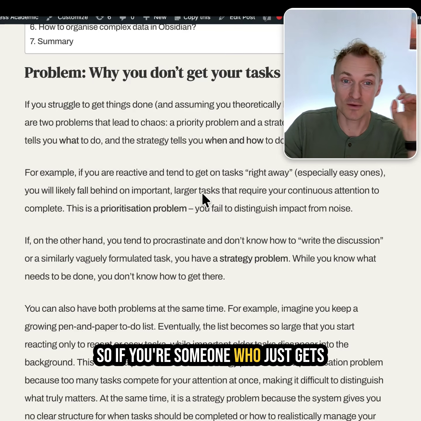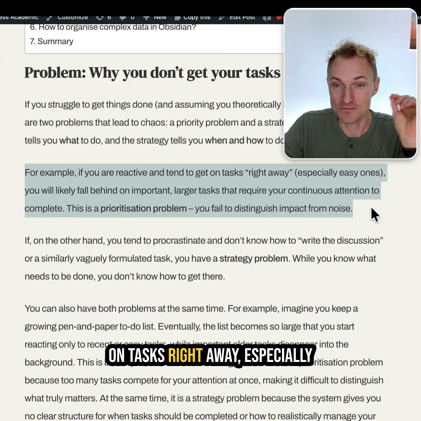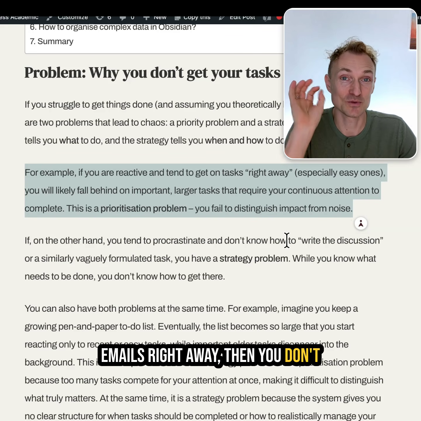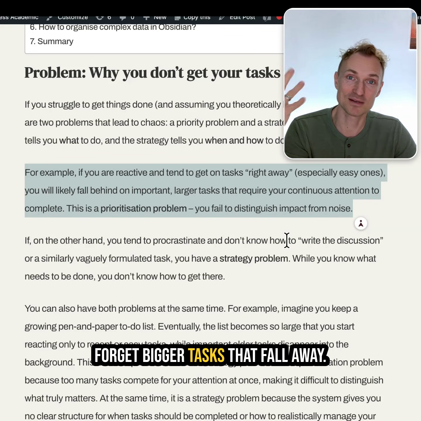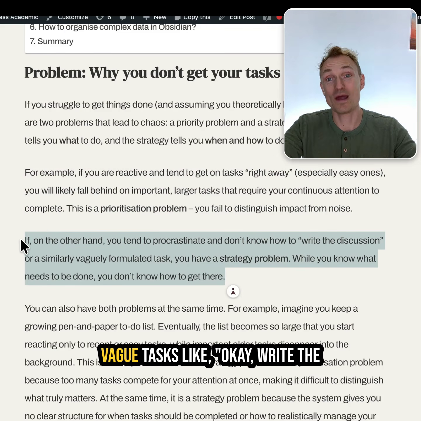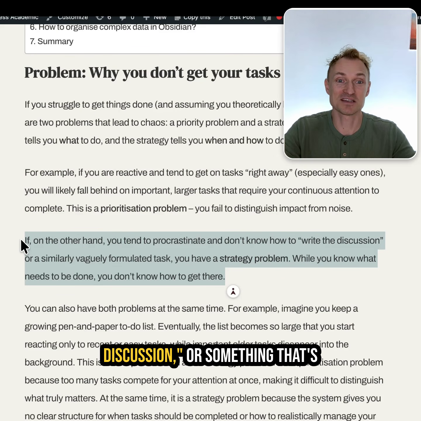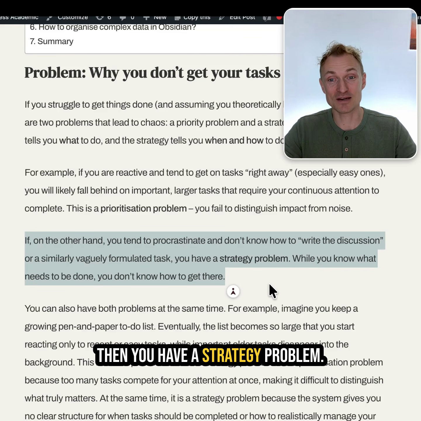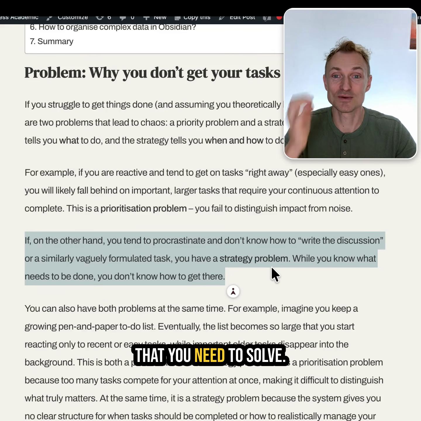If you're someone who just gets on tasks right away, especially easy ones, and just answers emails right away, then you don't know how to prioritize and you will forget bigger tasks that fall away. If, on the other hand, you're someone who is just giving yourself vague tasks like, okay, write the discussion, or something that's really not clear how to achieve, then you have a strategy problem. So these are the two that you need to solve.